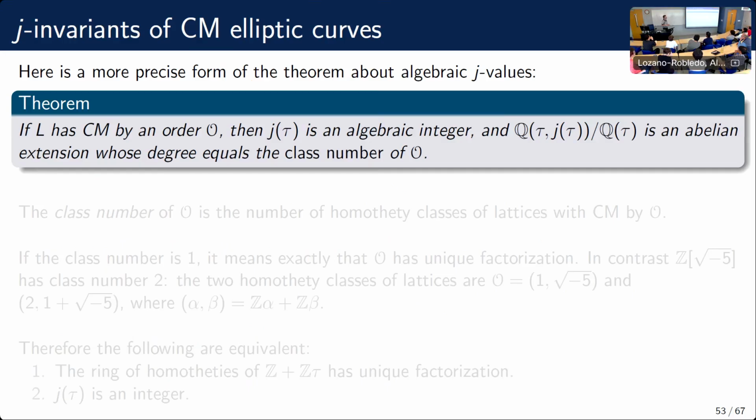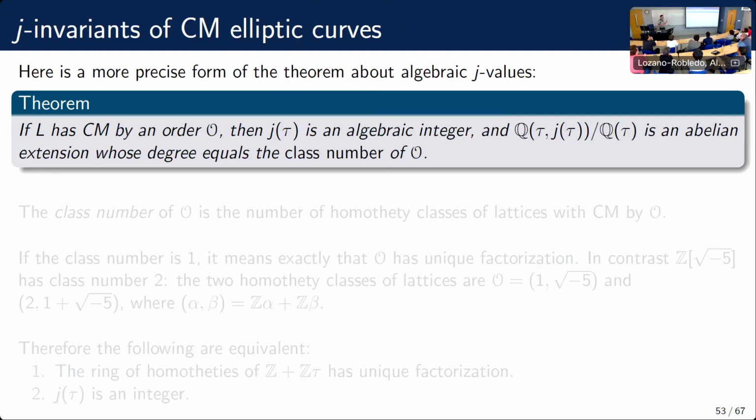So I have a more precise theorem about this. If the lattice L had CM by an order O, so O is like one of these two lattices, or any other, then the J invariant of the lattice is an algebraic integer. And when you adjoin it, you get an abelian extension. But now I'm going to tell you the degree. The degree of that extension equals the class number.